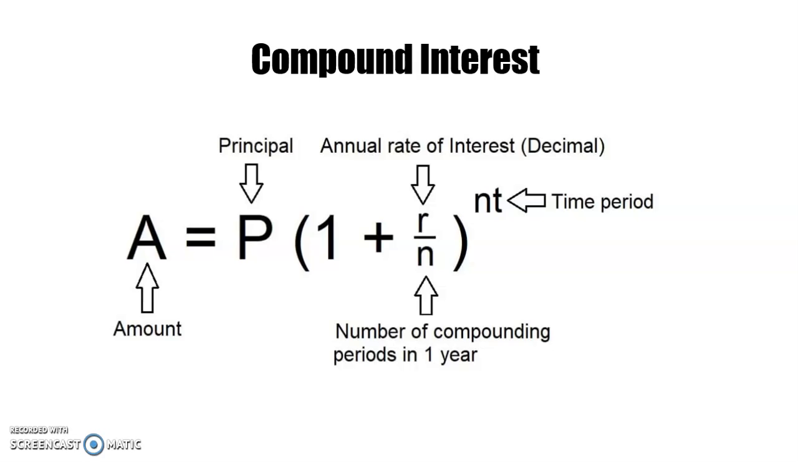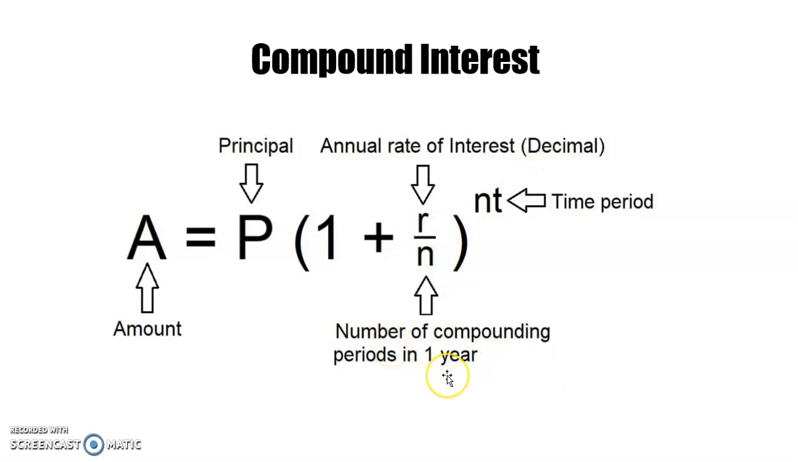So the first formula I have for you is the compound interest formula, and that is A equals P times (1 plus R over N) to the NT. The A is the total amount you'll have after that time period. The P is the principal, that's the starting amount of money you had. The R is the annual rate of interest, and that's as a decimal, so you take whatever percentage they gave you, change it to a decimal, and put it right here where R is.